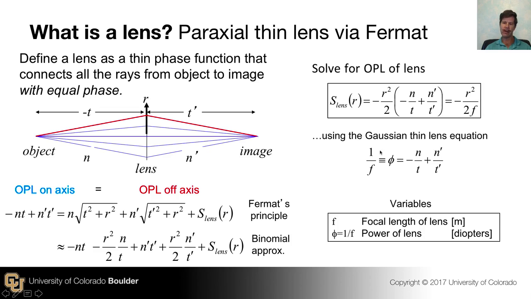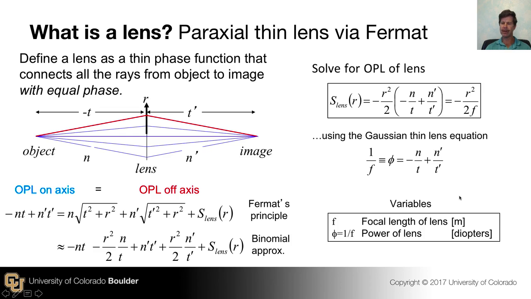So the quantity 1 over f is important enough that we need a name for it. We're going to use this a lot. We call it the power. And it's just a convenient variable. It's got units of 1 over meters, and that's useful enough. We give it its own name in optics called diopters. And if you have eyeglasses, you've heard of diopters. 1 diopter of correction is a relatively weak correction, for example.